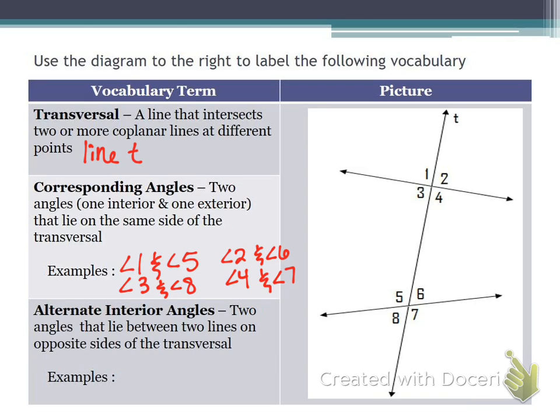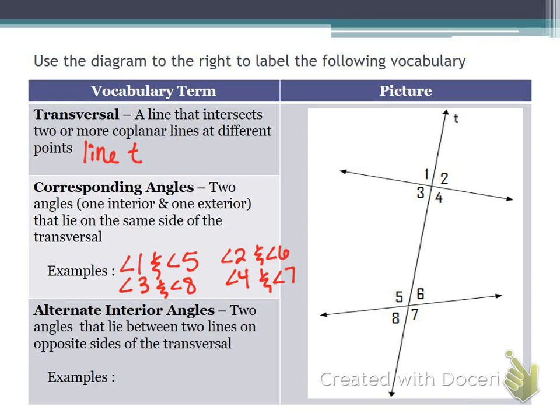Alternate interior angles are a little more clear about what they are. They lie between the two lines, so in the middle here, and on opposite sides of the transversal. So angle 3 is alternate interior to which other angle? So alternate means they're on different sides of that transversal. 7. But they've got to be in between these two lines. 1 and 4.